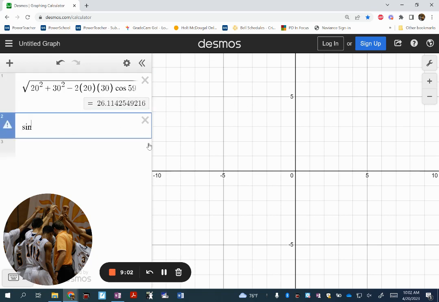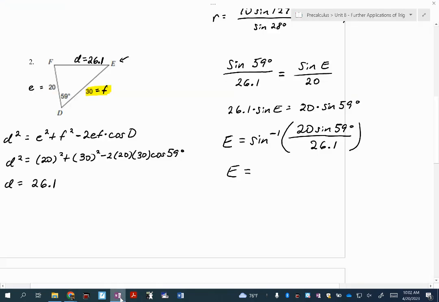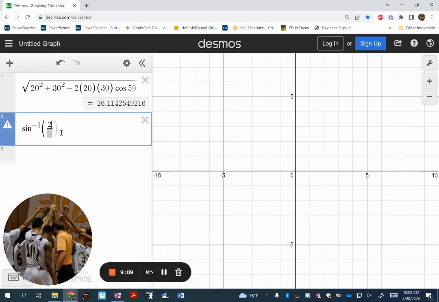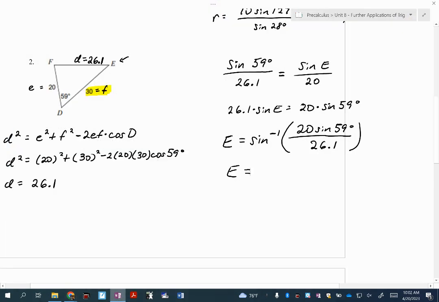So sine to the negative first power of, and in the numerator, I have 20 times the sine of 59 degrees, over, and my denominator is this value here, 26.1, which I'm going to paste in there. Again, it's not perfect, right? That still technically is rounded, but it's much better than doing 26.1. I'm not worried about that on the test, guys. If you use the rounded value, I'm still going to give you credit. So no worries. I'm going to round to the nearest degree and get 41 degrees. So this is 41 degrees.